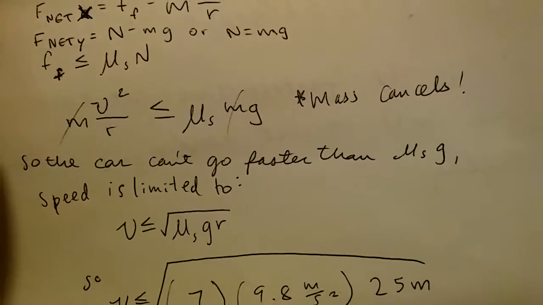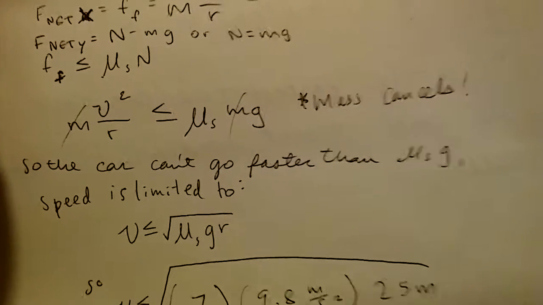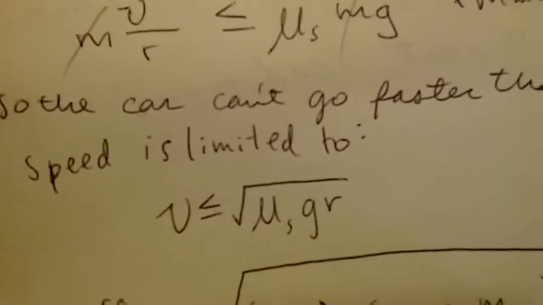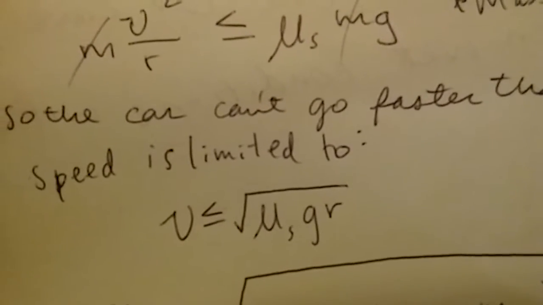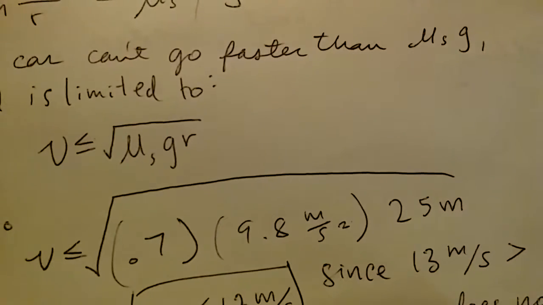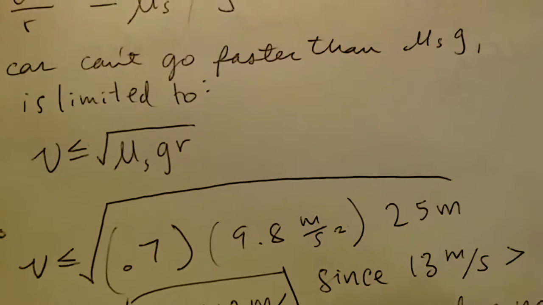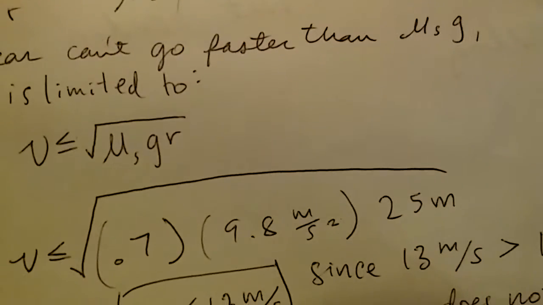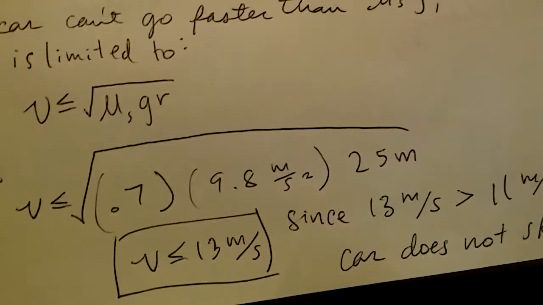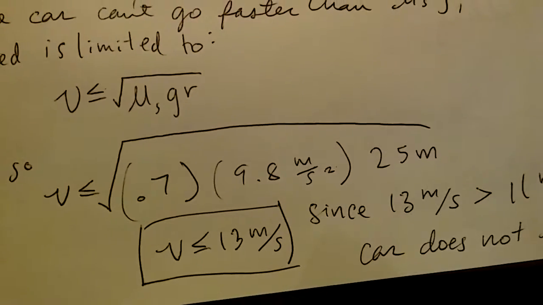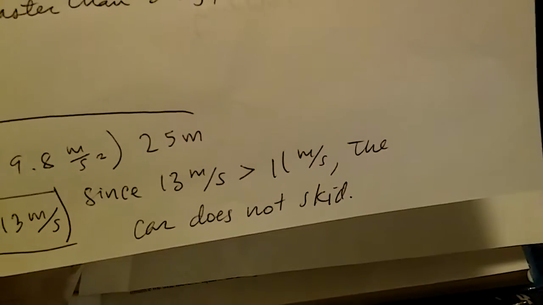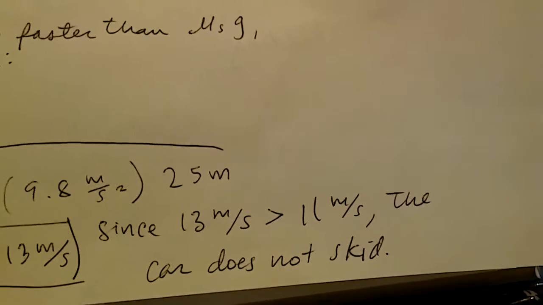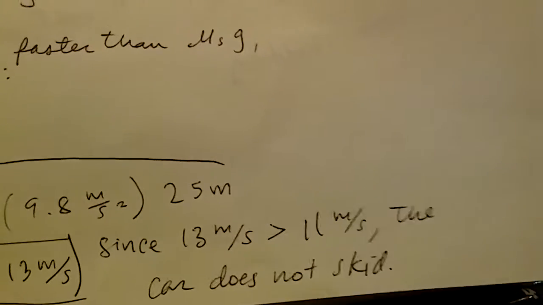So the car can't go faster than this, so the speed is limited to this equation. Velocity is less than or equal to the square root of mu s g r. Then I can substitute in all my values: 0.7 times 9.8 meters per second squared times 25 meters, take the square root of that, and that gives me velocity must be less than or equal to 13 meters per second to not skid. And since 11 meters per second is less than 13, the car won't skid.